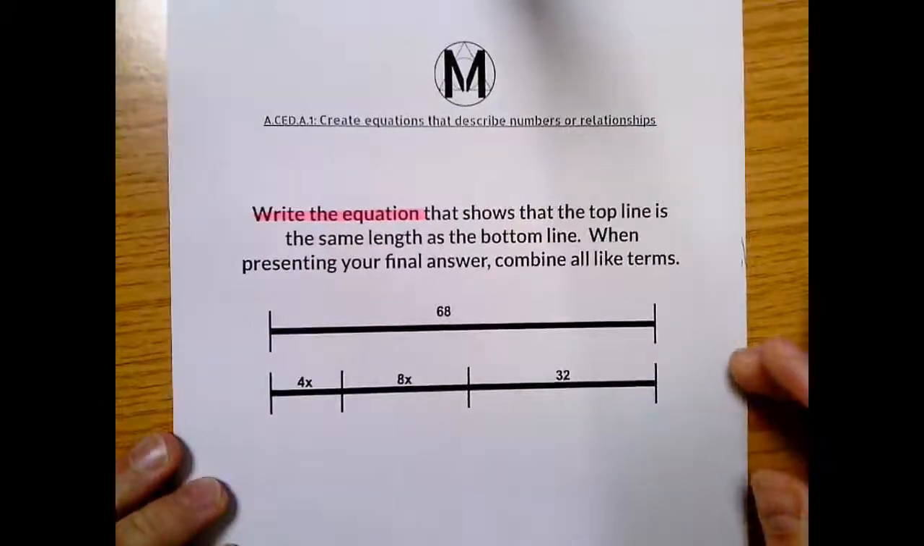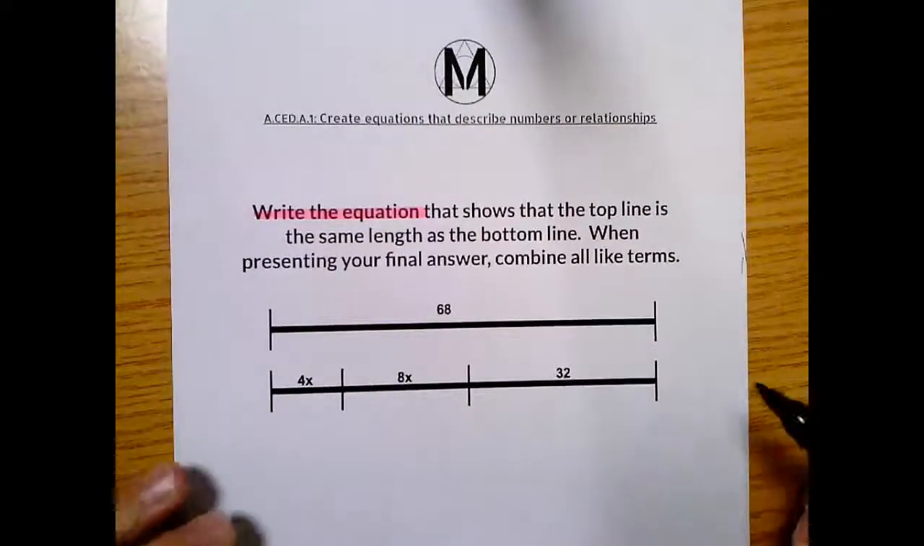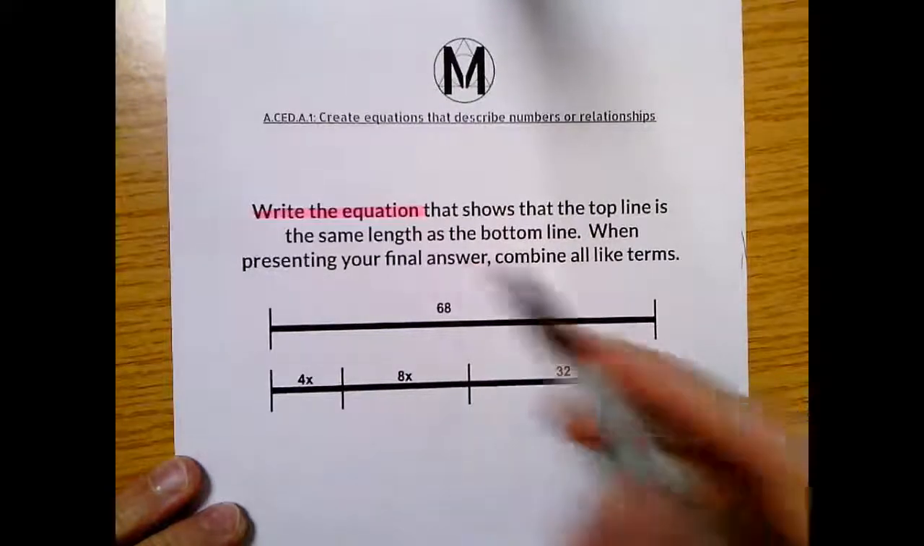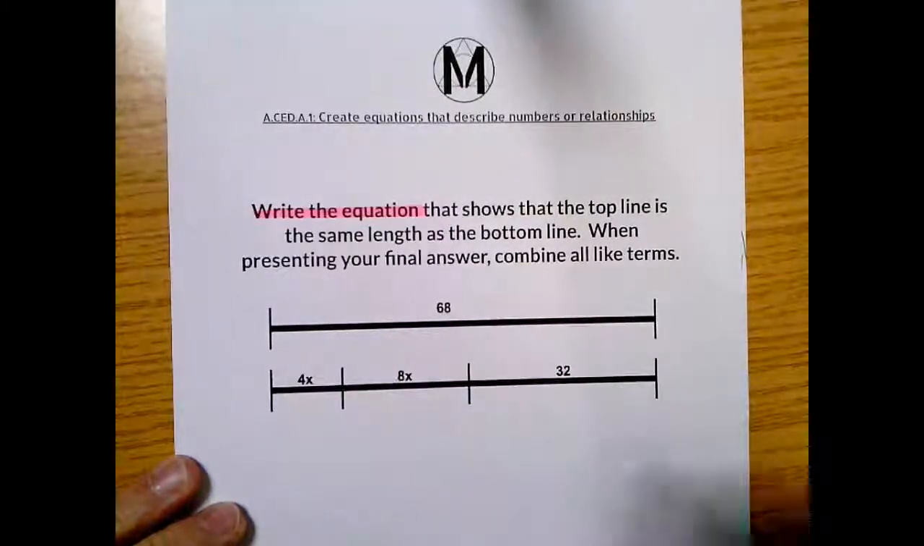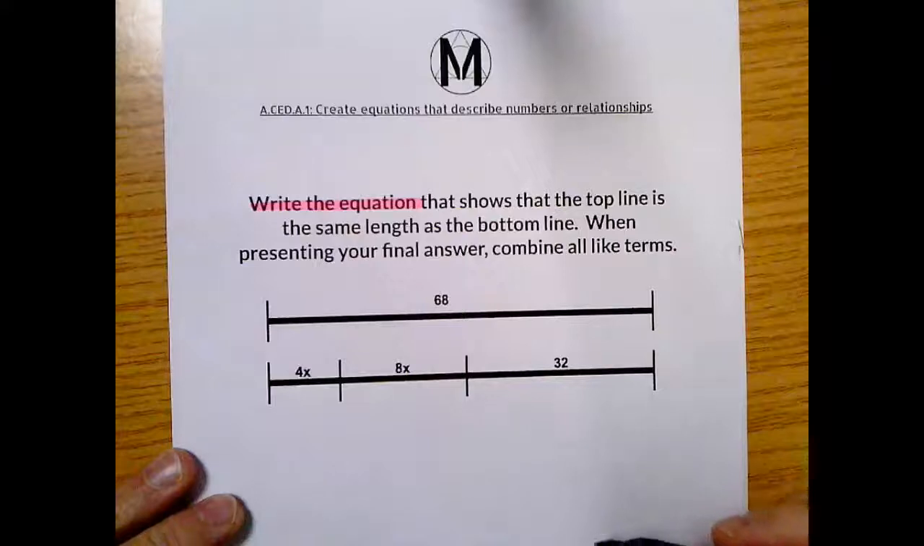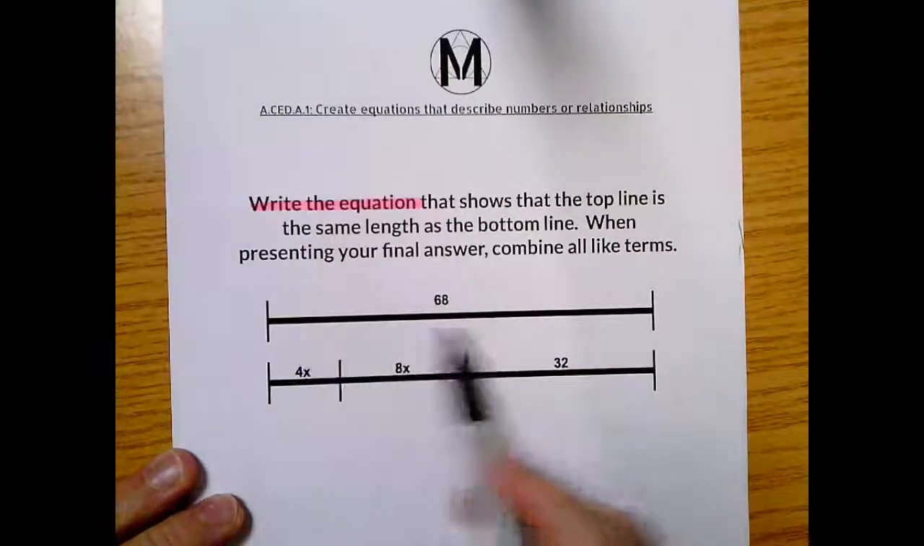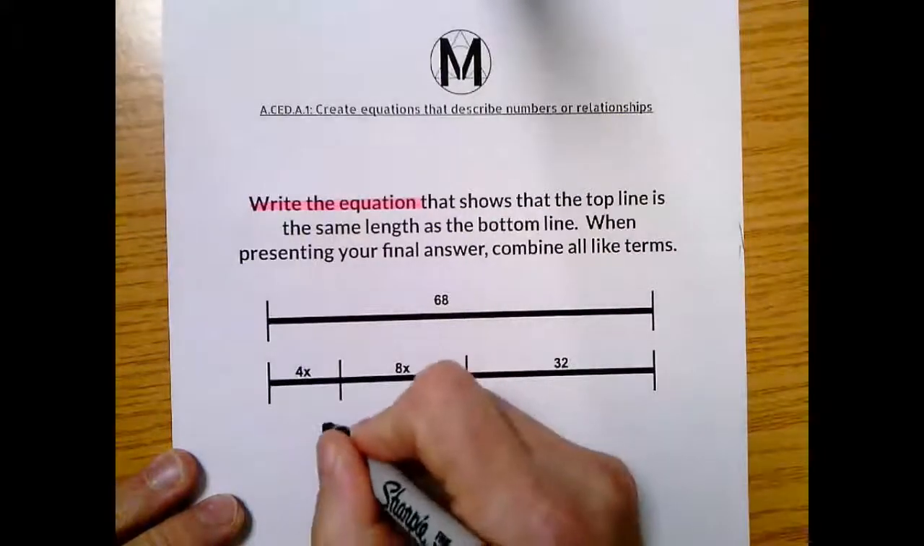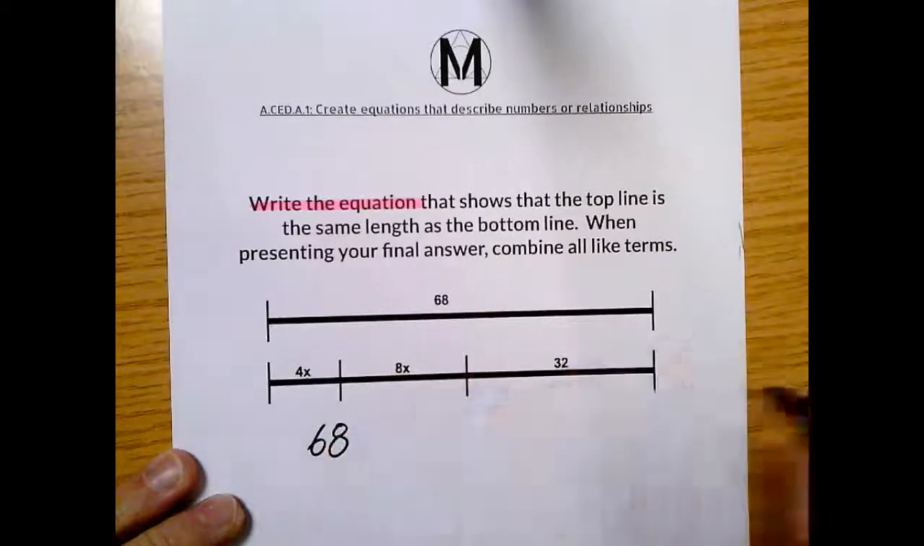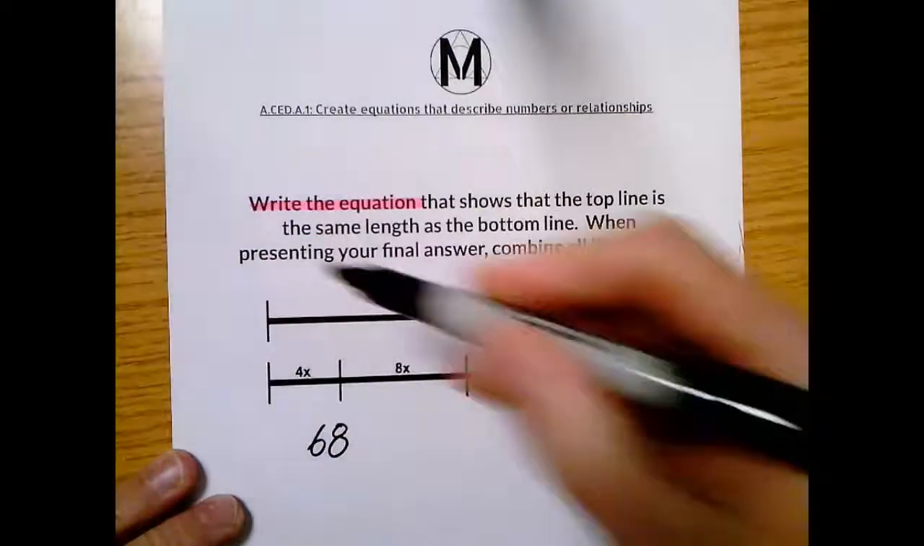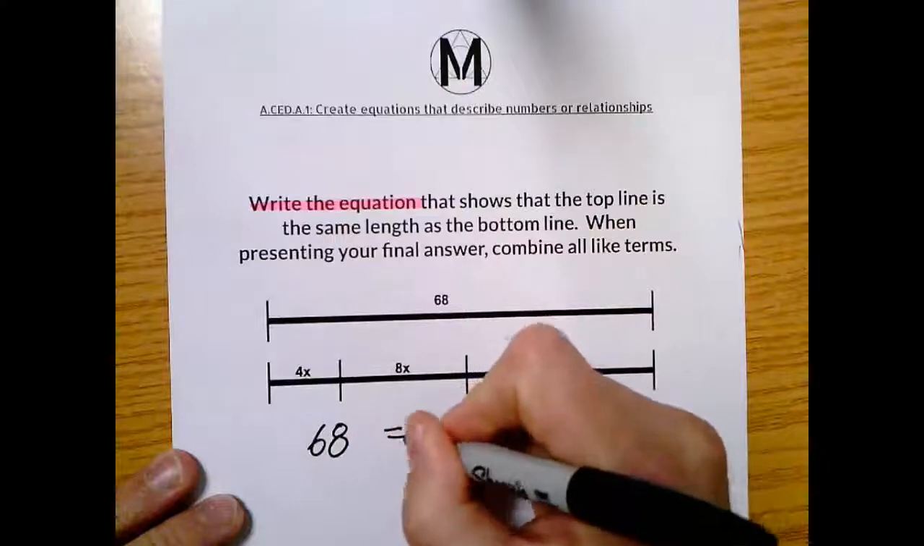So now we just want to express that mathematically by writing an equation. So we're just going to tell the story of this diagram, but with an equation. So when we look here, the top one, pretty straightforward. We have 68, so no big deal there. I'm just going to write 68. And like I said, it's an equation, so we are going to put in an equal sign.